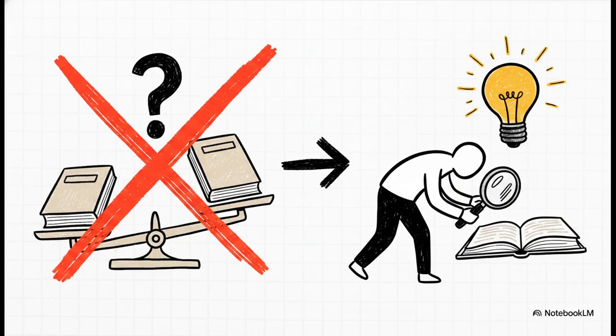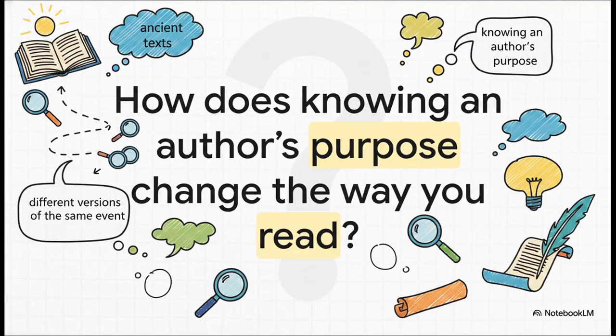It lets us stop asking a dead-end question like, okay, so which Christmas story is the right one? And it lets us start asking a much deeper, much more interesting question. What is the unique and powerful message that this specific author is trying to share with me right now? And that's really the big takeaway. This isn't just for dusty old texts. This works for almost any story you read. So the next time you see two different versions of the same event, you'll have a tool to look a little deeper. And it leaves us with this final thought to chew on. How does knowing an author's unique purpose change the way you read?